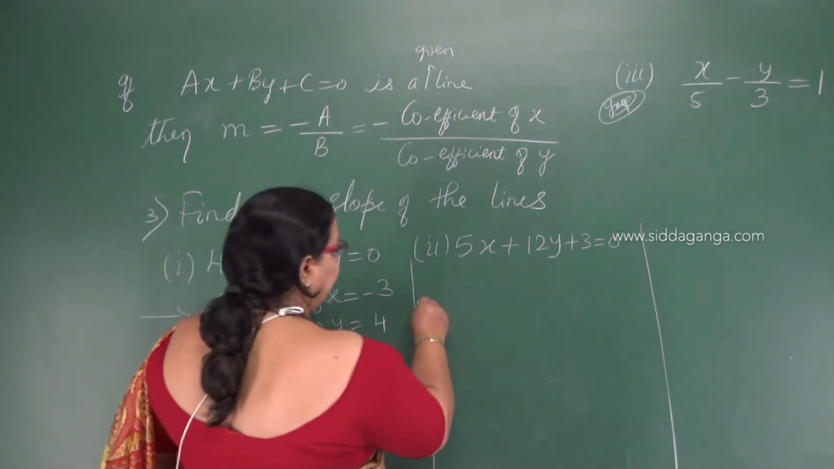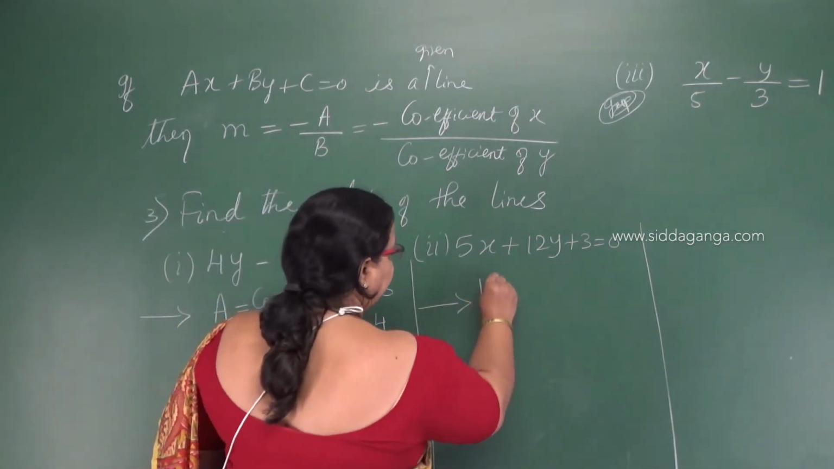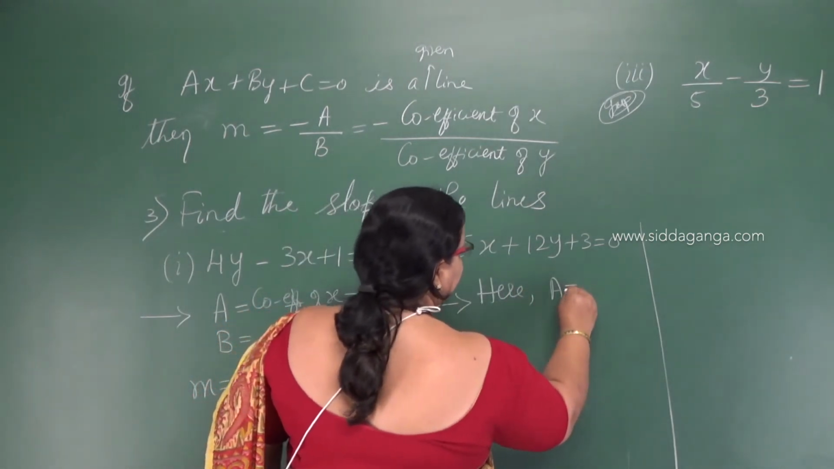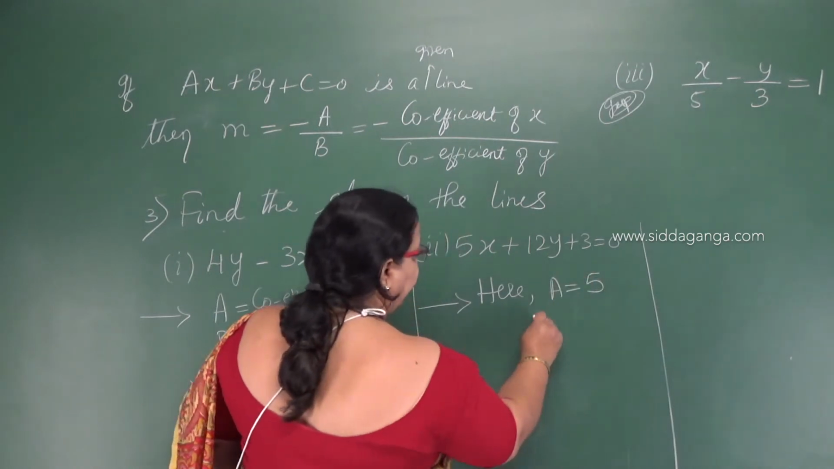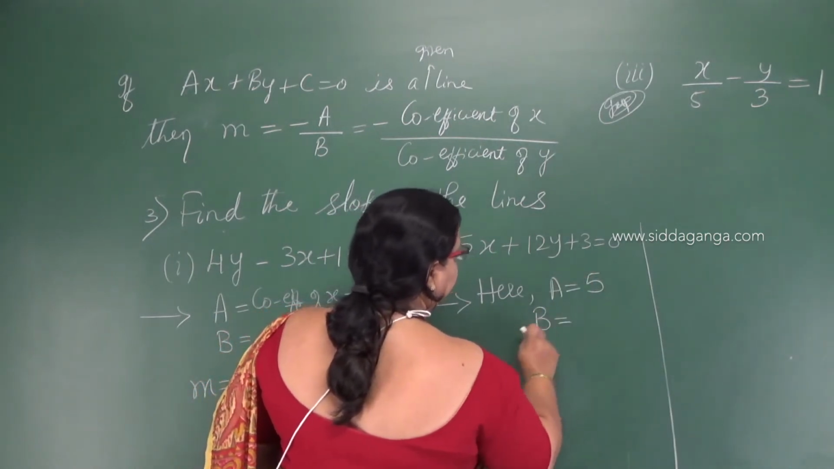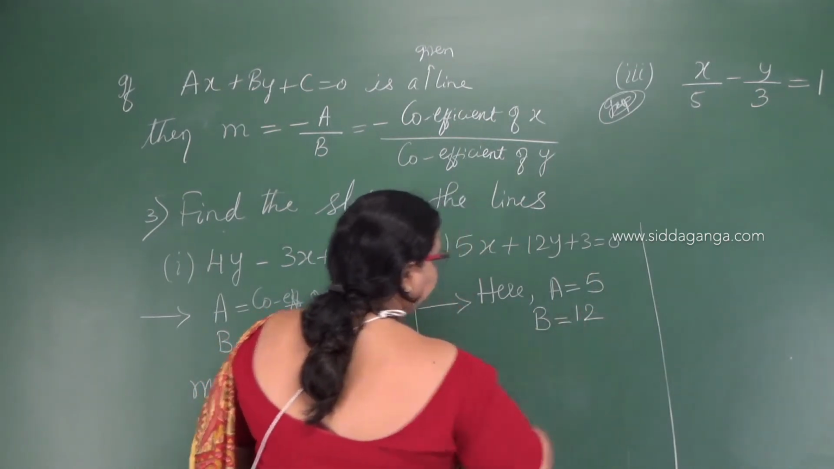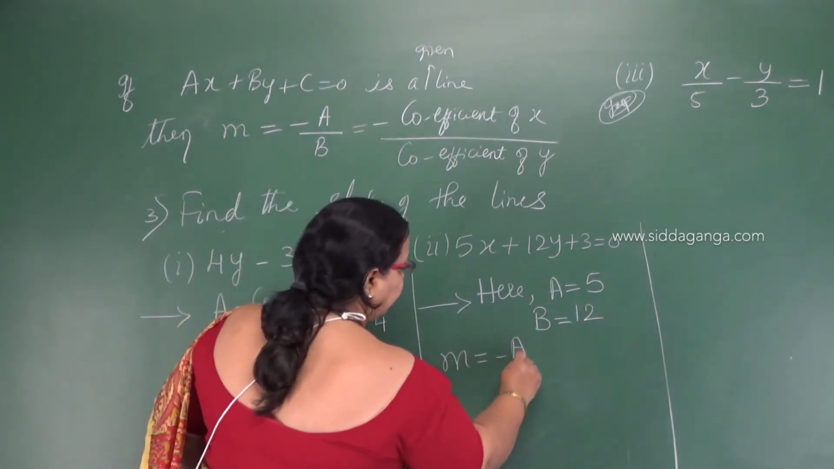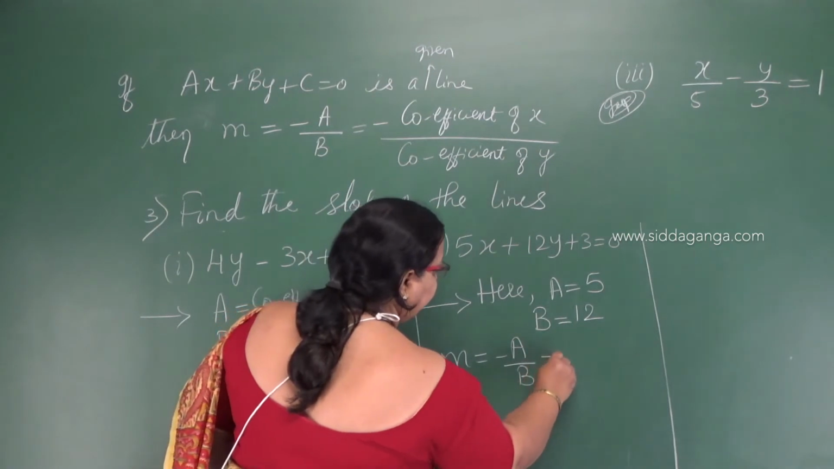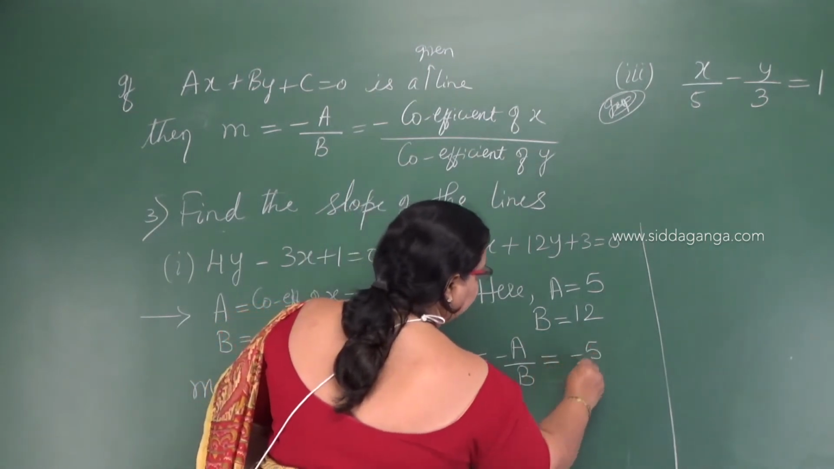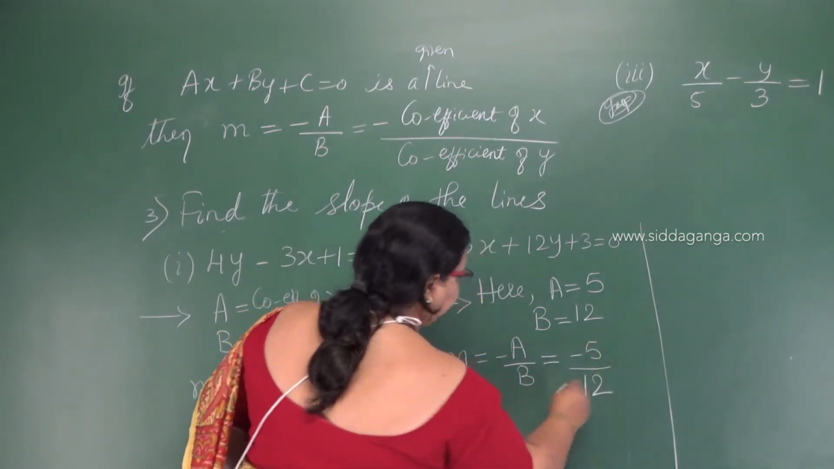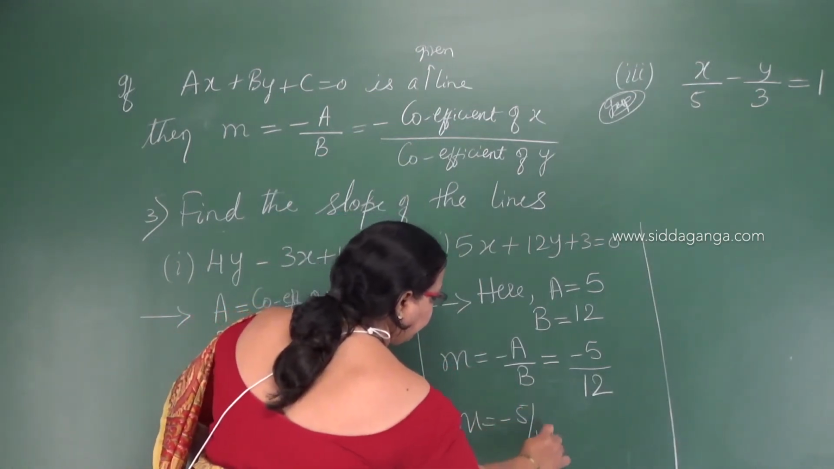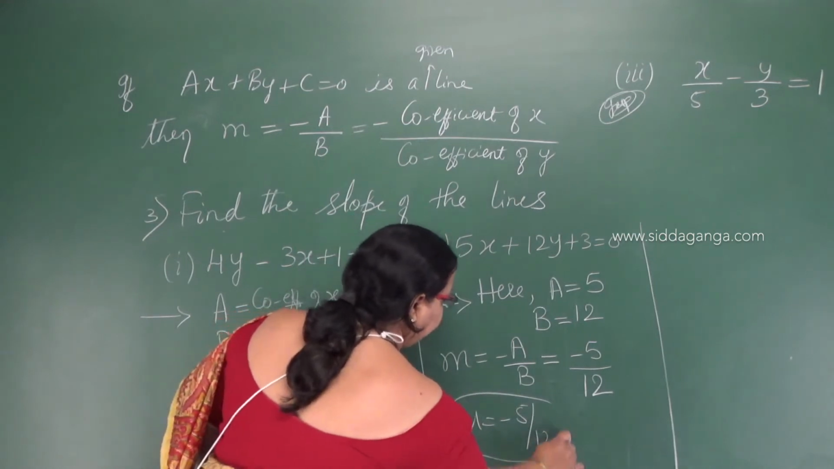Now coming to this second problem, here you write the x coefficient a is 5 and the y coefficient denoted by b is 12. Therefore the slope of the line, you write the formula minus a divided by b, that is minus 5 divided by 12, that is m equal to minus 5 divided by 12.